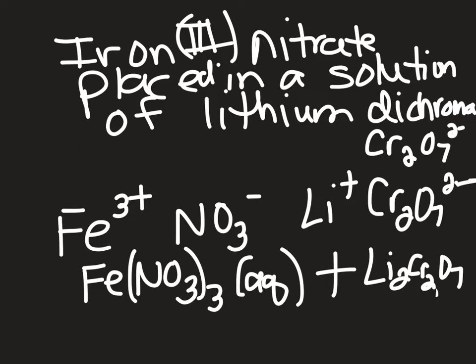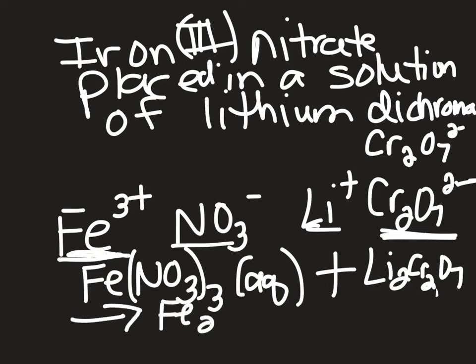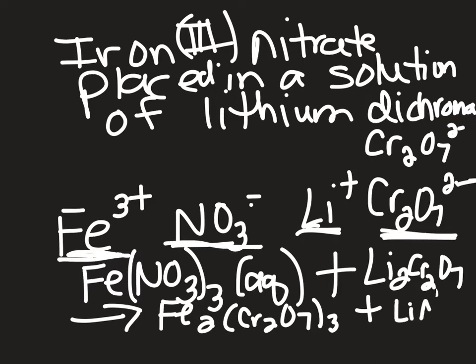Okay, this is a double displacement reaction. How do I know? I have 2 cations and I have 2 anions. So this cation is now going to combine with this anion. So I'm going to draw an arrow. I just ran out of space here. I'm going to get Fe2(Cr2O7)3 plus Li is going to combine with NO3. He's a +1, he's a -1. I get LiNO3. This is my skeleton equation, or my skeletal equation, sorry. That means it's the equation without being balanced.